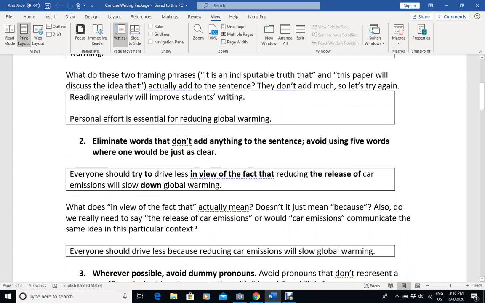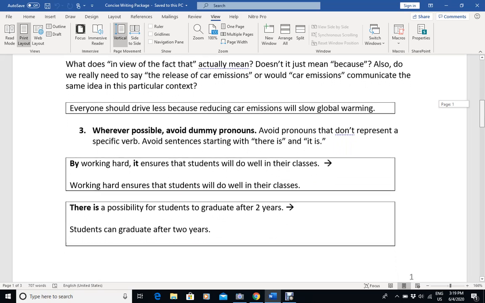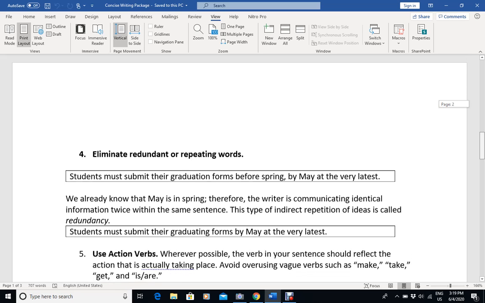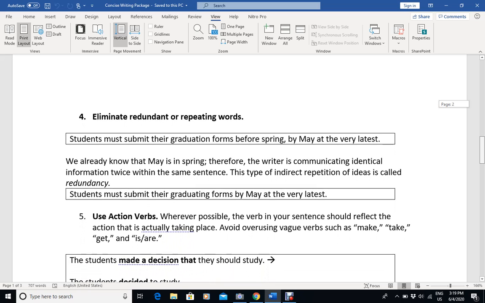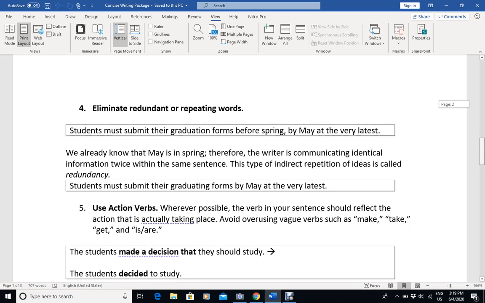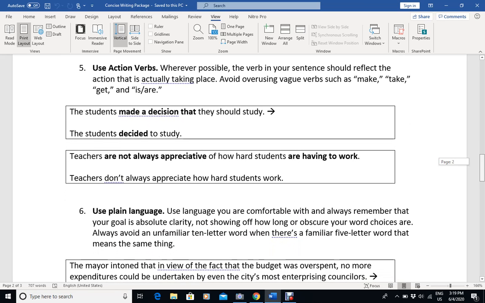Number 2 is to avoid filler words. Number 3 is to avoid dummy pronouns, and that means something very specific. Number 4 is to eliminate unnecessary repetition or redundancy, and to only use repetition intentionally when we absolutely want to for effect. Number 5 is to use action verbs as much as possible and to avoid linking verbs where we can. And number 6 is to use plain language, to use word choices that are very direct and simple and language that anyone would be able to understand.